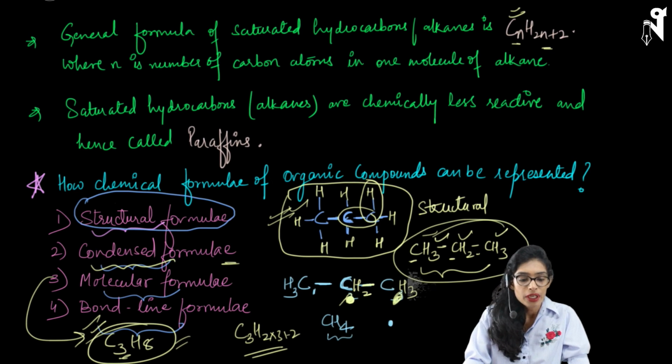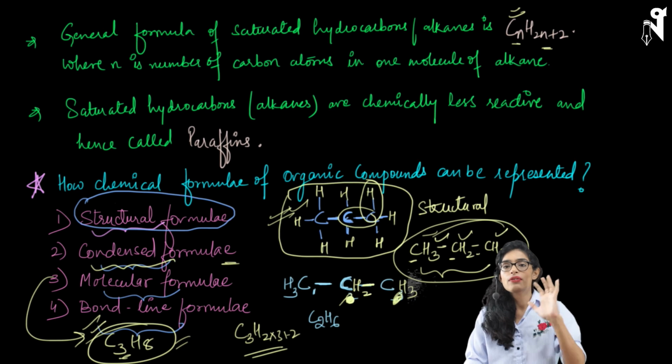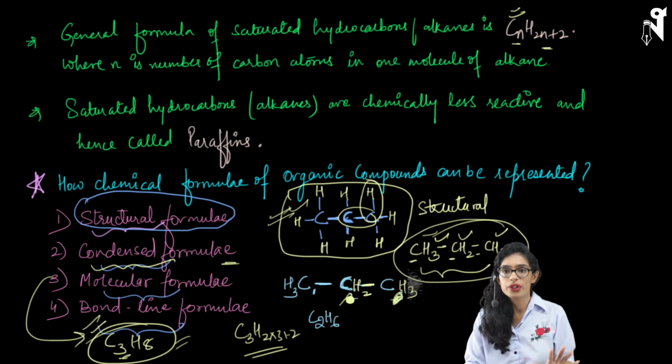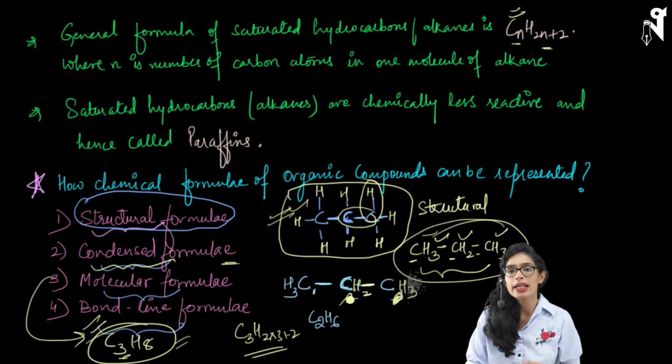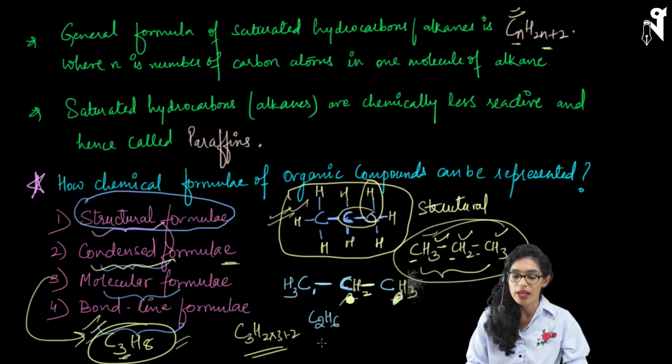For example, if I talk about C2H6, this is an alkane. By the way, you have to assume I'm taking alkanes all over here. I'm not taking any alkene or alkyne. When we talk about alkene and alkyne, I'll be discussing those in detail. And right now, all the compounds which I'm taking are automatically alkanes.